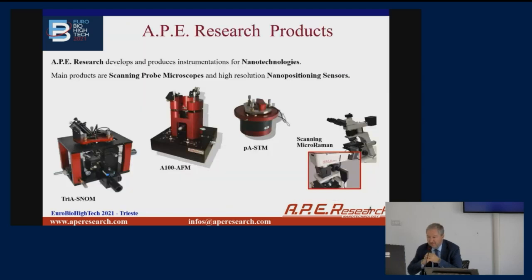Then to give you an idea of the design of this kind of products, I present some short images. From the left, there is a TRIA SNOM, then there is an AFM, and there is STM. What is the difference between these 3 kinds of instrumentation is the principle that they use to have information and images. I don't want to go into the technical details. On the right part of the slide, there is another new family that is called the scanning micro Raman. It's based on a different principle, and this means that we have the capability to integrate this other kind of technology within our instruments.